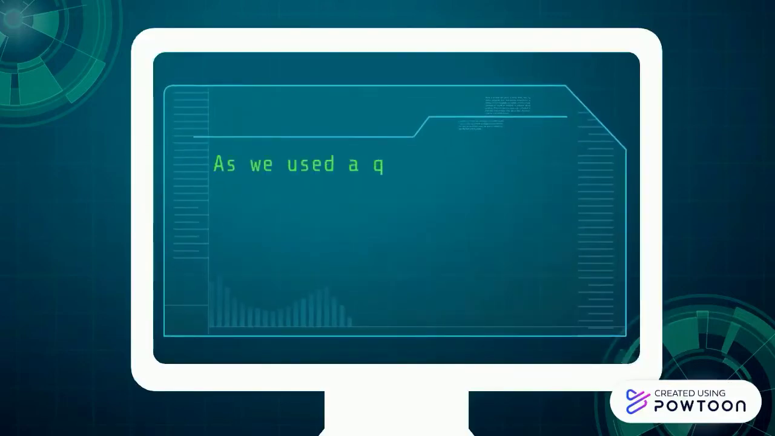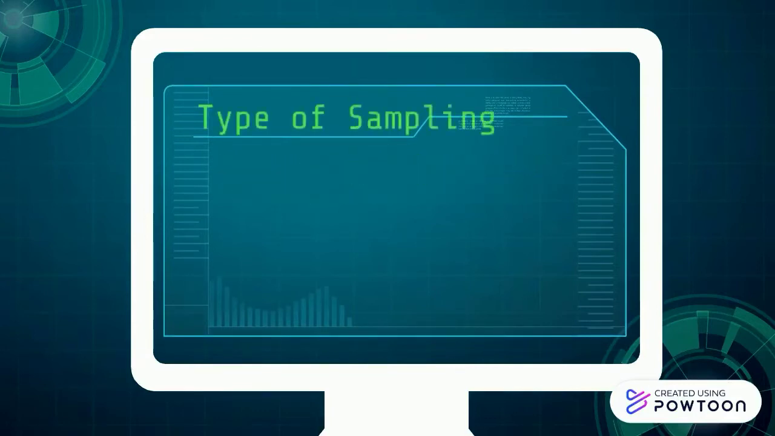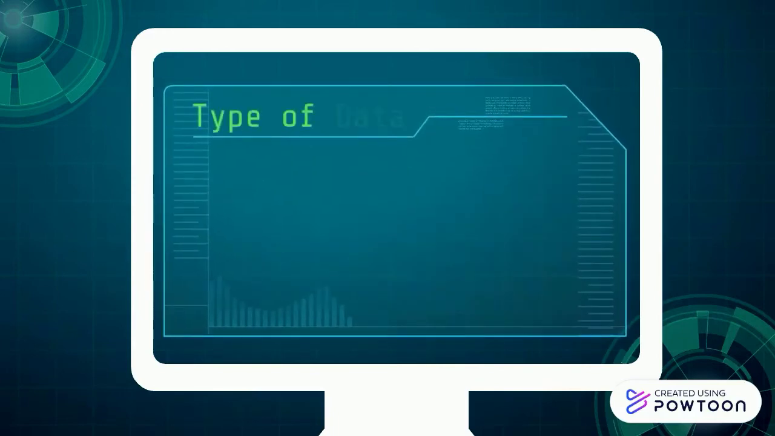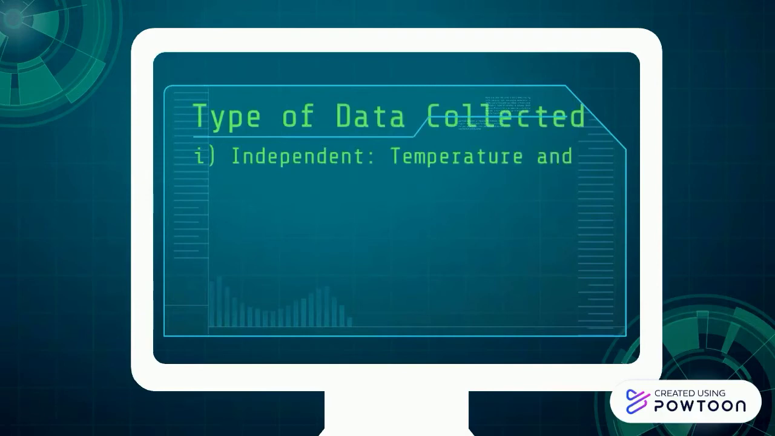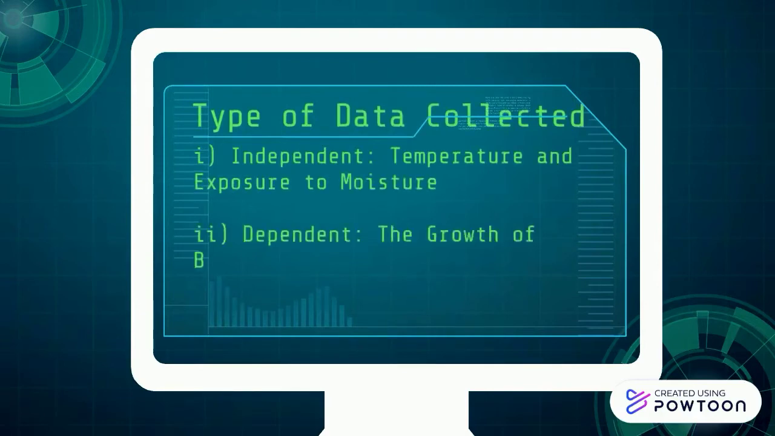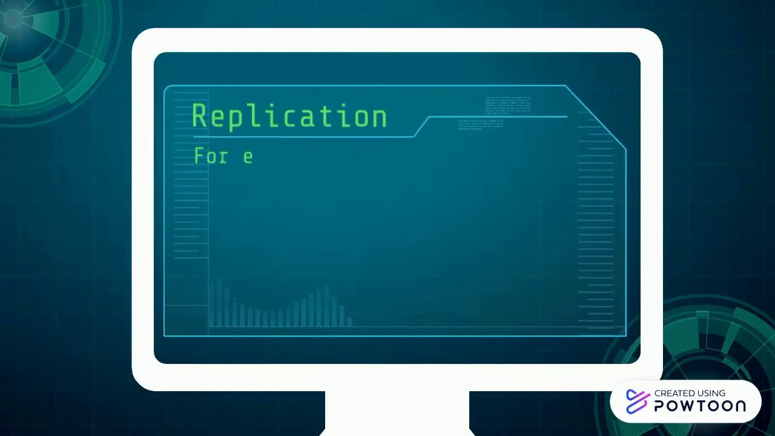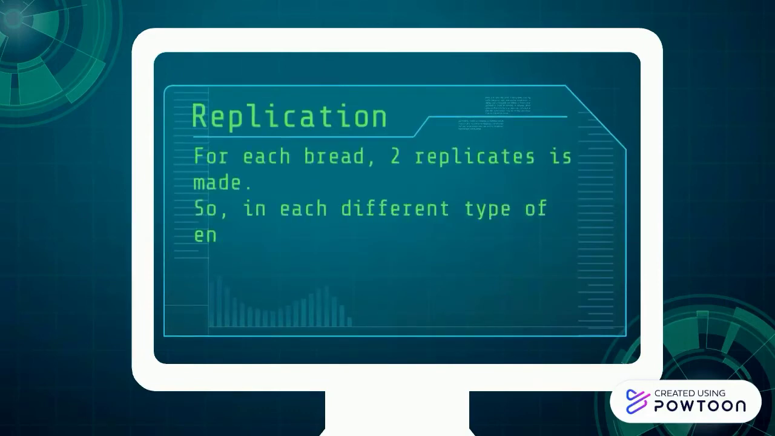As we use a quadrat with systematic plots with 3 cm times 3 cm area, the type of sampling used is stratified random sampling. The type of data collected for independent variable is temperature and exposure to moisture. For dependent variable, the growth of black mold on the bread, and for control variable is the type of bread. For each bread, 2 replicates are made. So in each different type of environment, there are 3 breads used.